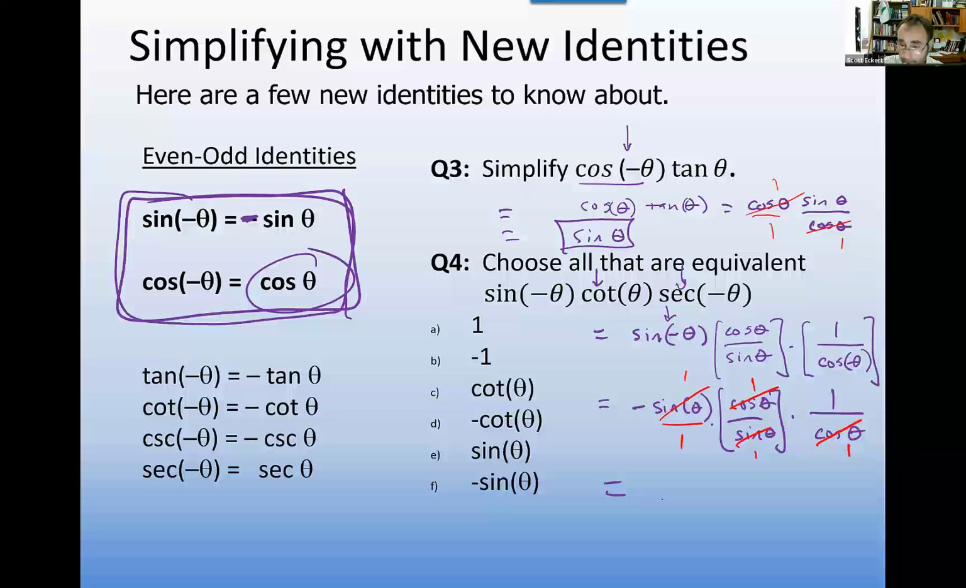What does that equal? Negative 1. It does. I have 1 times 1 times 1 on the top, 1 times 1 times 1 on the bottom. 1 divided by 1 is 1 times that negative. That's the negative 1. So that giant hard problem in number 4 actually simplified to a very simple thing. It equals negative 1.